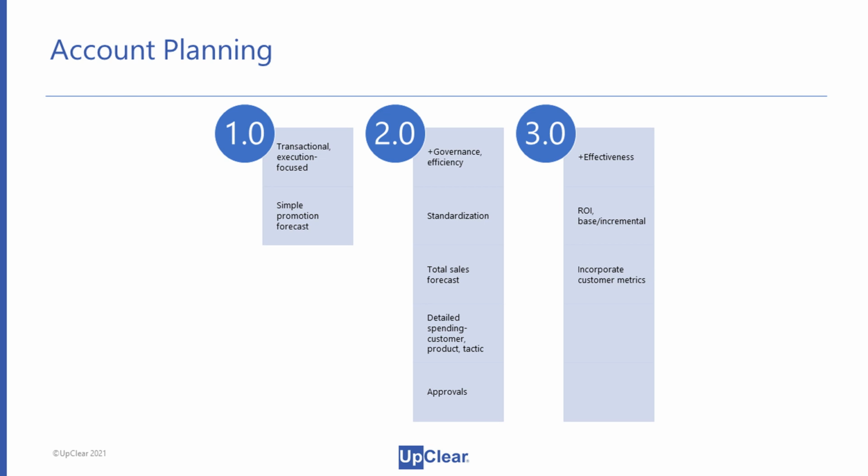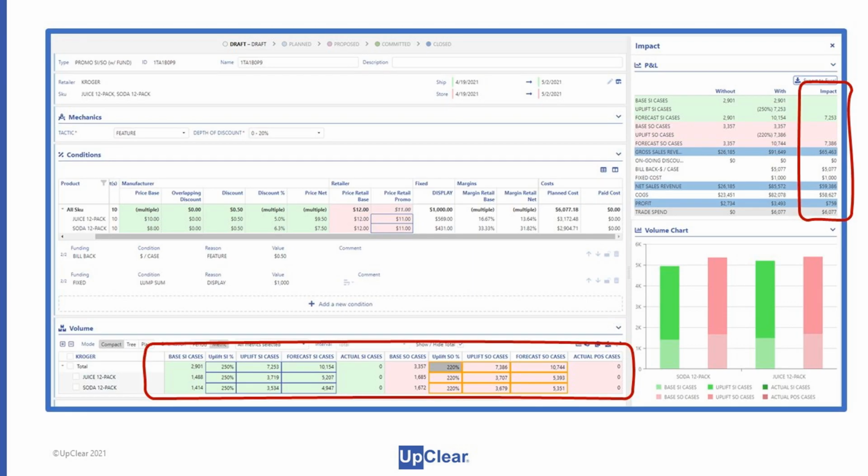And when you want to understand ROI, you have to plan incrementality, which means that you have to plan in a base incremental structure. We talked about the customer element of this, so it's also where we will see the incorporation of customer profit into the planning process and use in negotiations, and that looks a little like this.